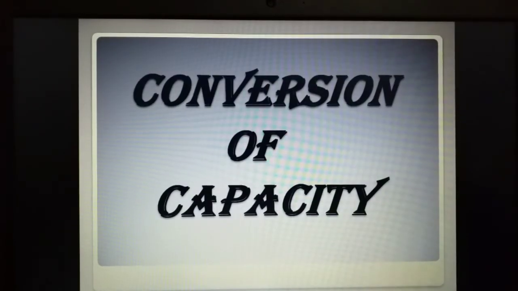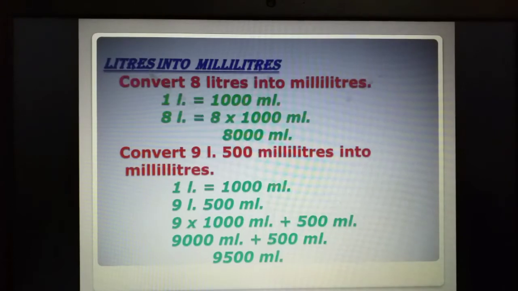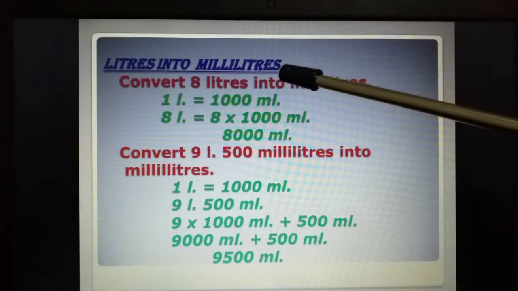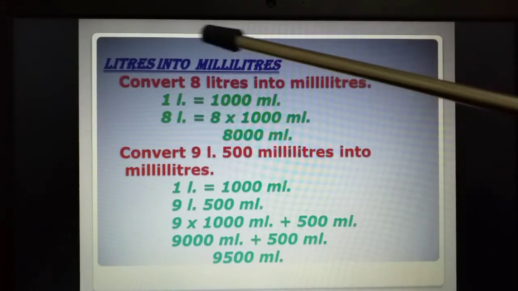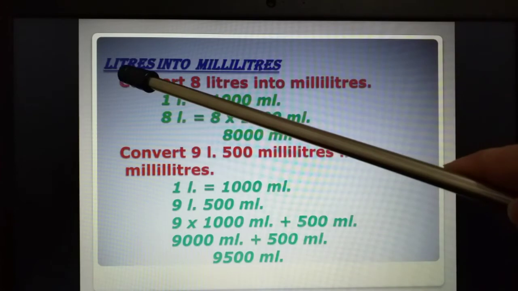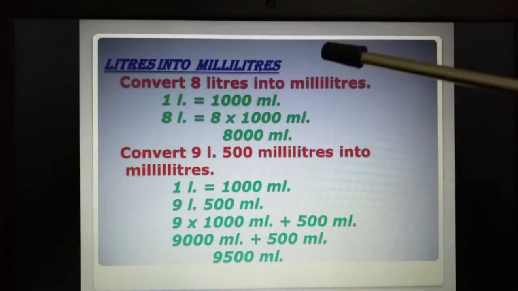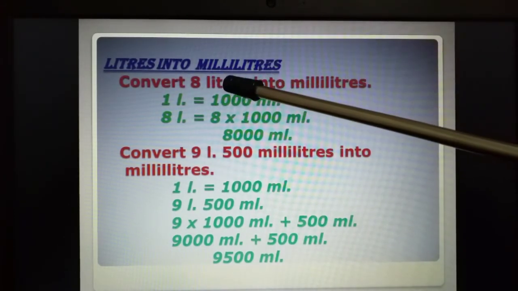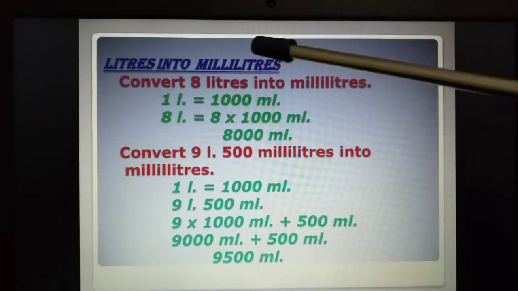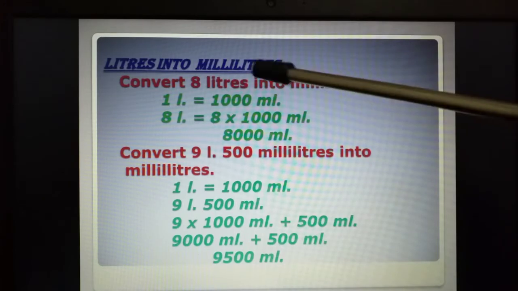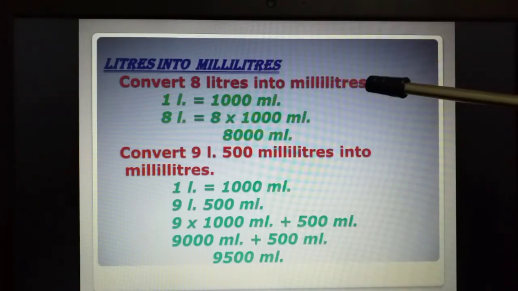Now conversion of capacity. Here we have to convert liters into milliliters. So to convert liters into milliliters, that means bigger unit to smaller unit, we have to multiply the number of liters by 1000, because 1 liter is equal to 1000 milliliters.